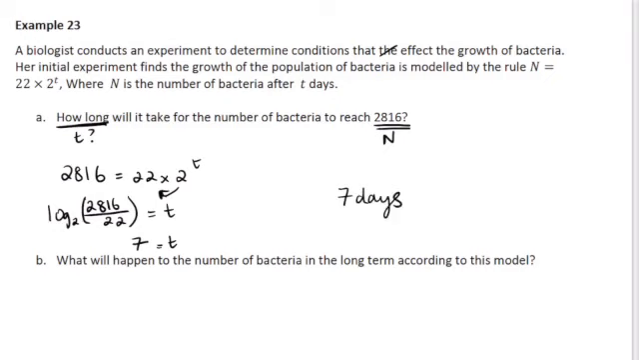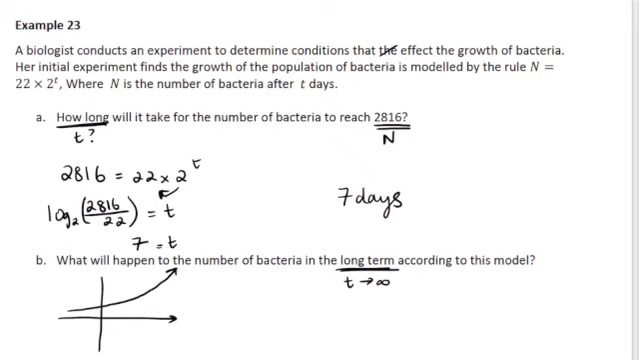Part B, what will happen to the number of bacteria in the long term according to this model? So what we mean by the long term is that as t approaches infinity. So what you need to think about is what is happening as t continues to grow. The best way to think about this is let's draw what this situation is going to look like. It's an exponential function with no reflections, so it is going to look like this.